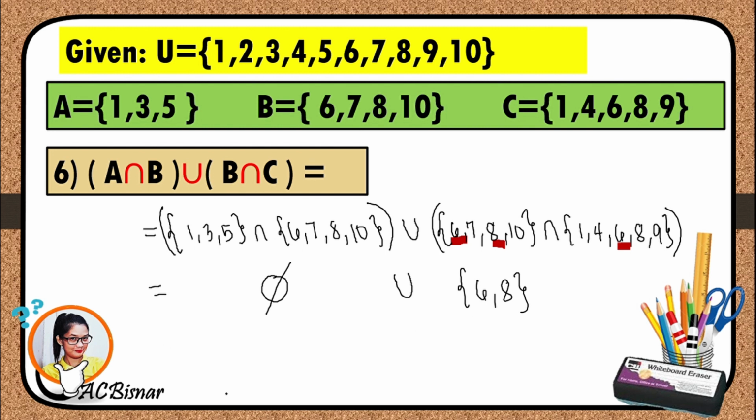No, we're not yet done with this because we still need to find the union of the empty set and 6 and 8. So since this is empty and you have to combine it with 6 and 8, our answer will be 6 and 8.